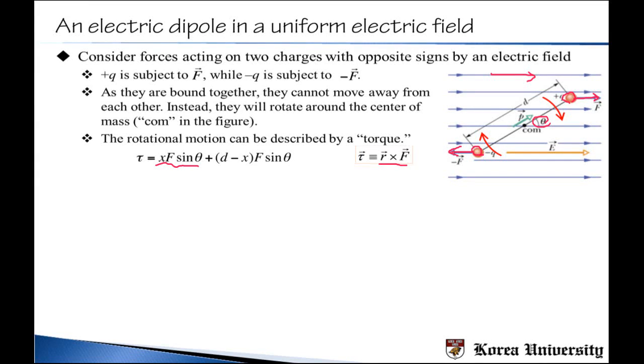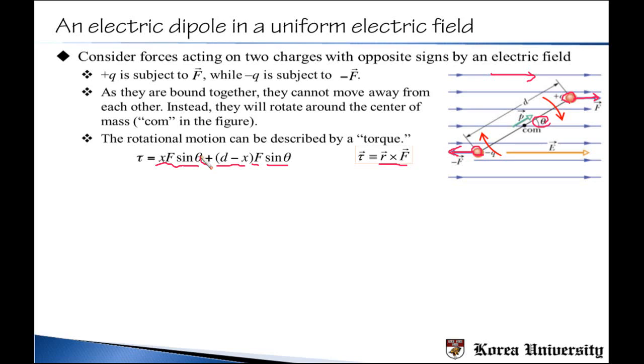Okay, and then how about the second torque? In the second torque, we have d minus x. Now d is the total length of this dipole, so therefore d minus x will be the distance between the negative charge and the center of mass. And then F is actually the same because we have plus Q, minus Q, so the strength will be the same. And then again the sine theta.